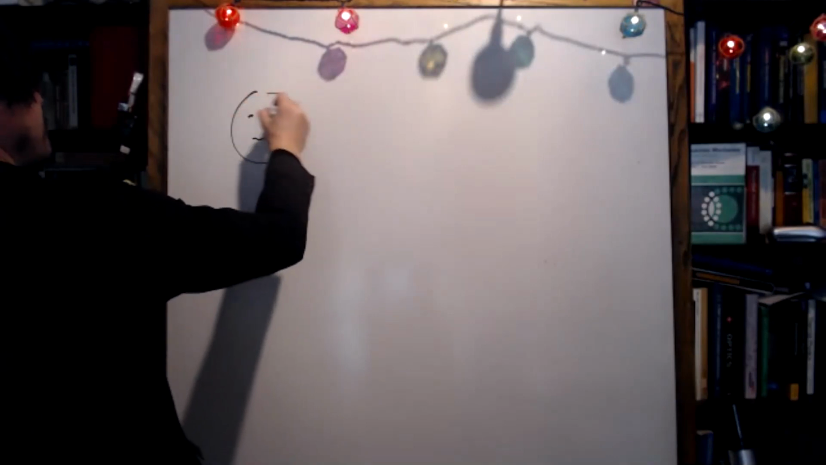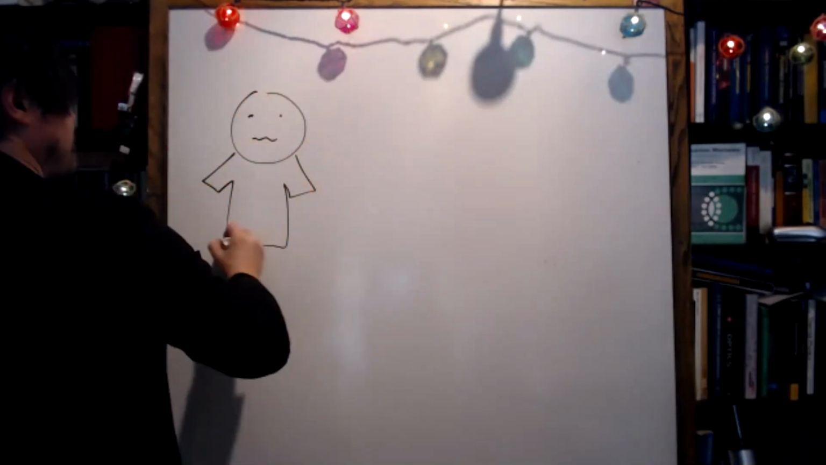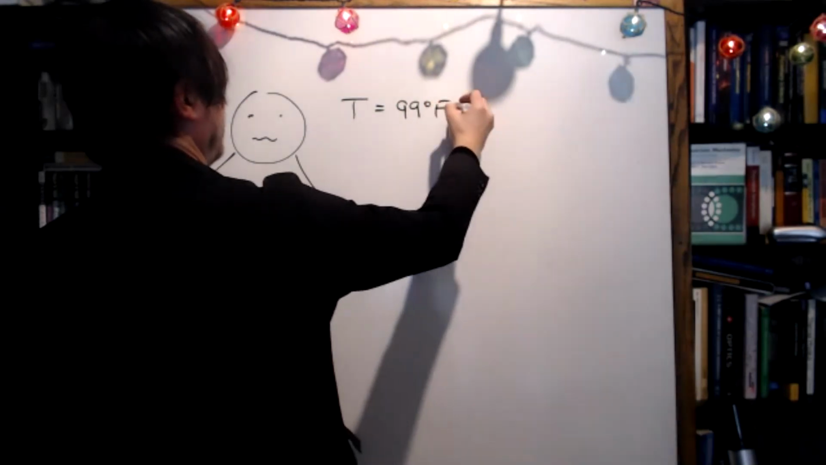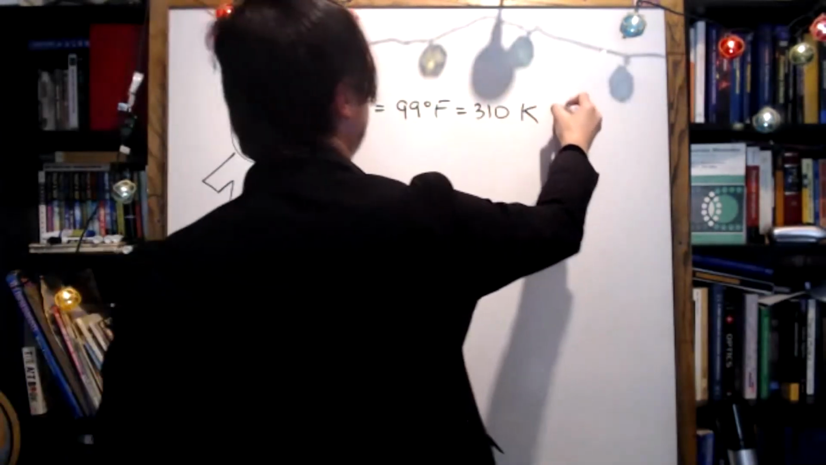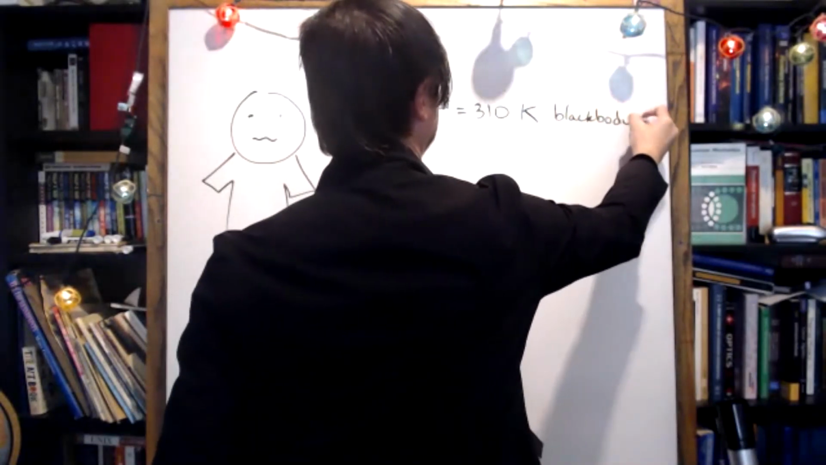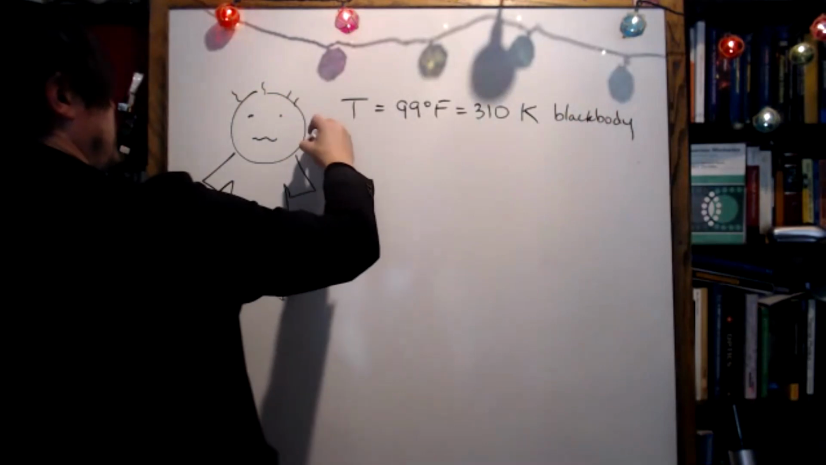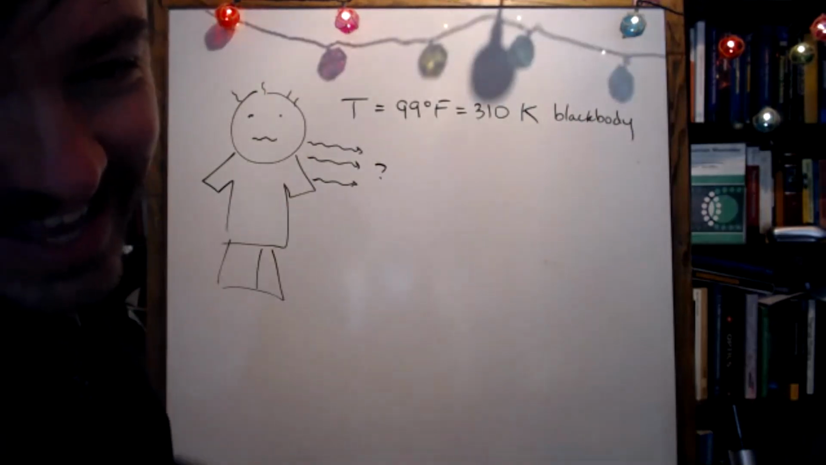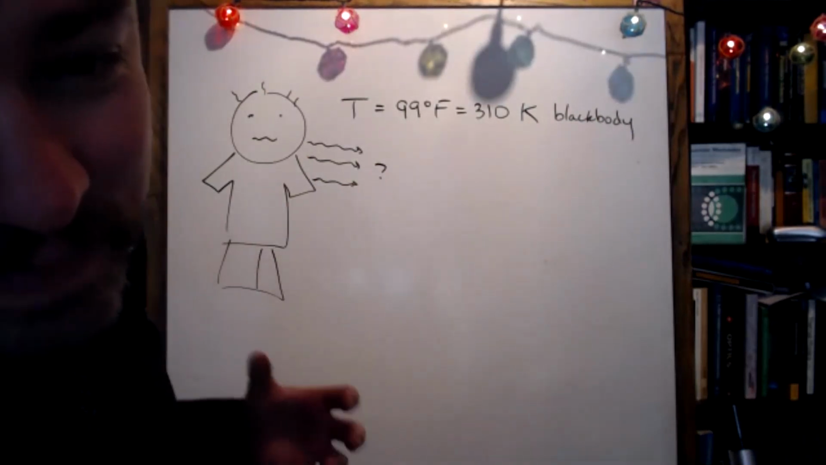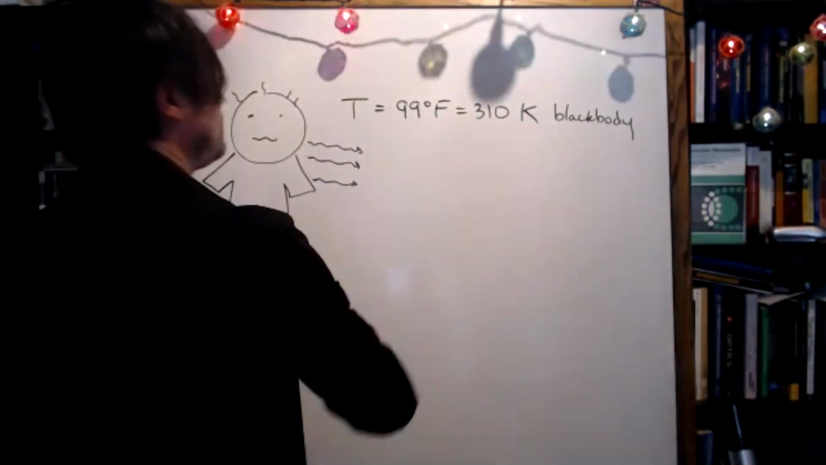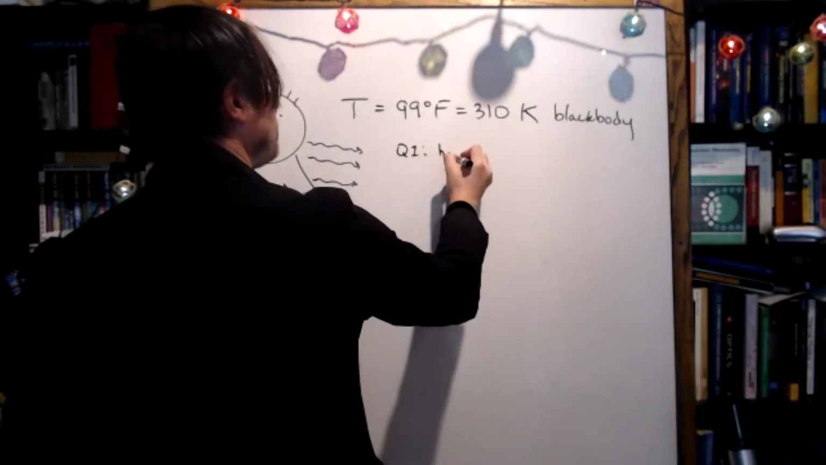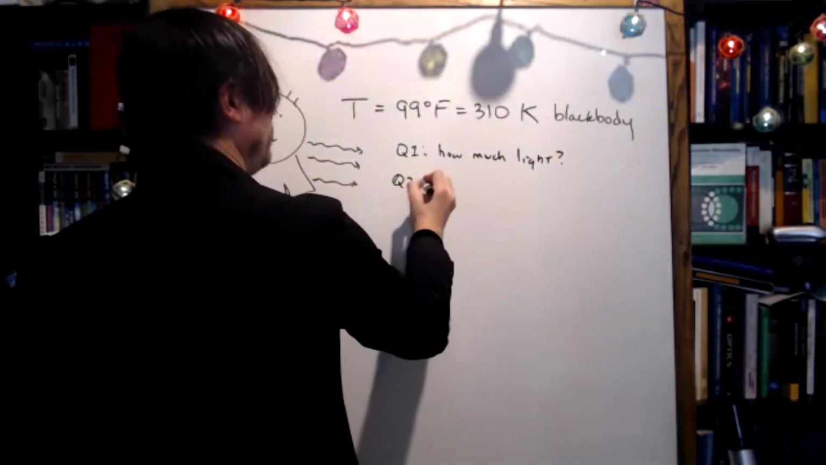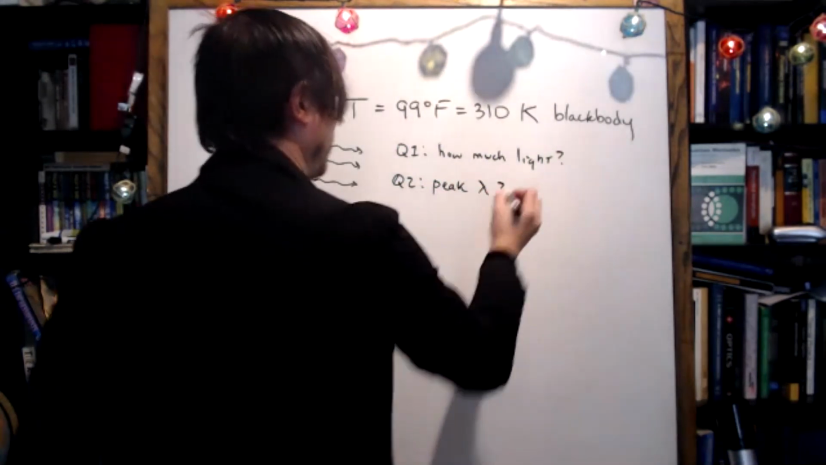So here is a 99 degree Fahrenheit or 310 Kelvin blackbody. And this person, in theory, should be glowing at some wavelength. So let's ask the same two questions once again. How much light am I emitting? And question 2 will be, what is my peak wavelength?